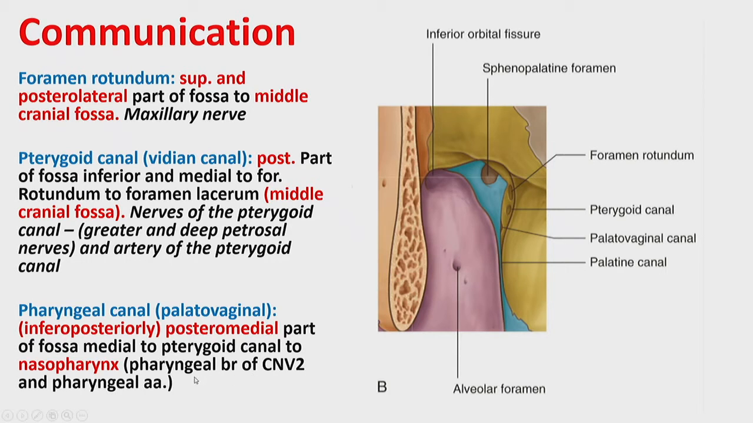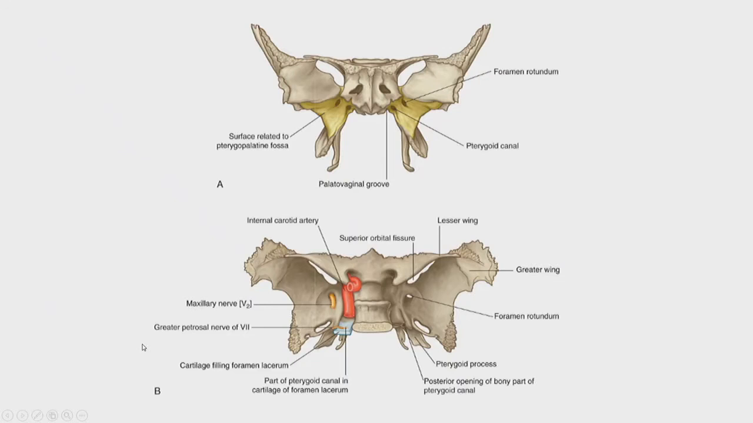What does it pass? Pharyngeal branch of the maxillary nerve and pharyngeal artery. Here is the sphenoid bone. To remember, this is the greater wing, and here is the foramen rotundum that is in the maxillary surface. It's open, and here it passes the maxillary nerve. And here is the place that the pterygoid process is attaching to the body.